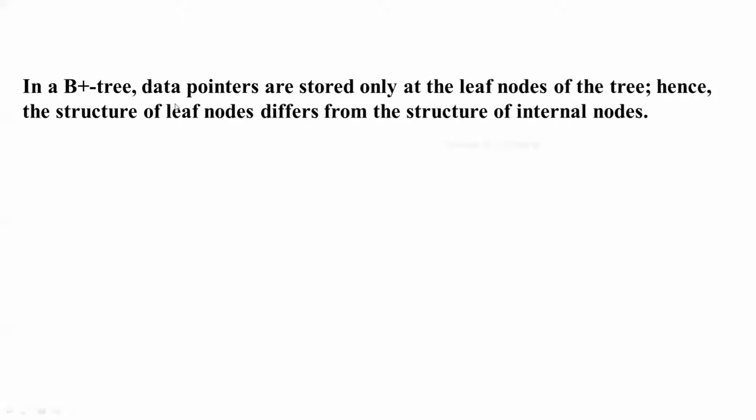Okay, so the important concept about the B plus tree is data pointers are stored only at the leaf nodes of the tree. So the structure of leaf nodes is different in a B plus tree and it differs from the structure of your internal nodes. What is the meaning of that? Data pointers means pointers which actually point to the disk blocks containing the record. Such data pointers are present only at the leaf nodes of your B plus tree. So from the leaf node only, you will be able to get the pointers which will help you to access the records present on the database on the disk. Okay, you will not be able to get the data pointers from the internal nodes or from the root node of a B plus tree. That is one important point to remember.